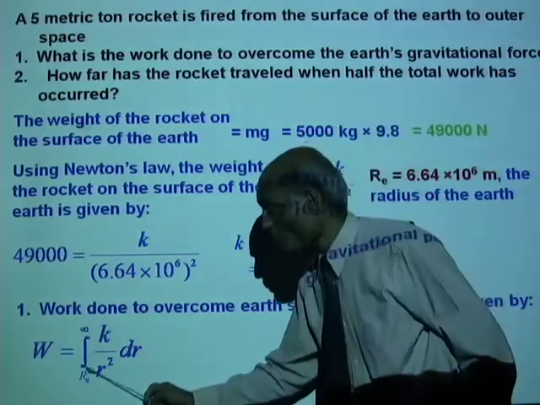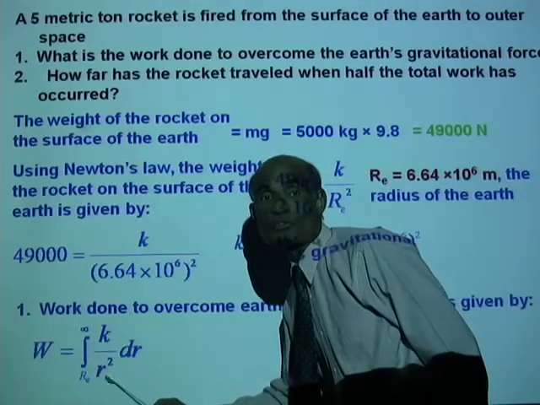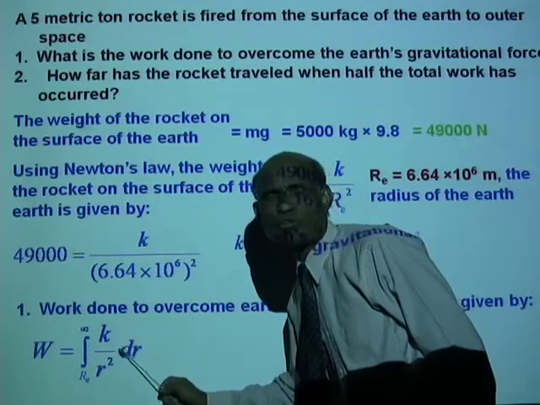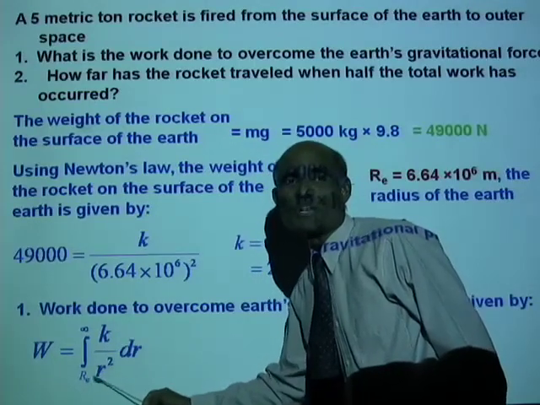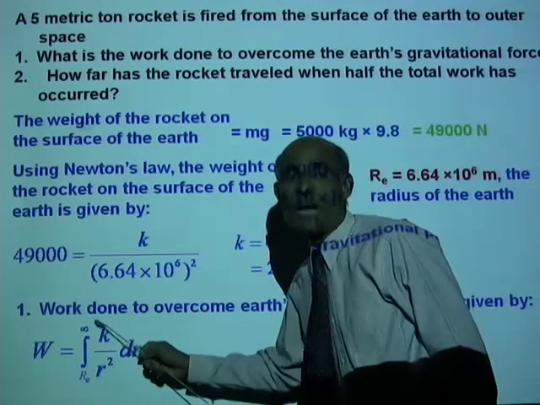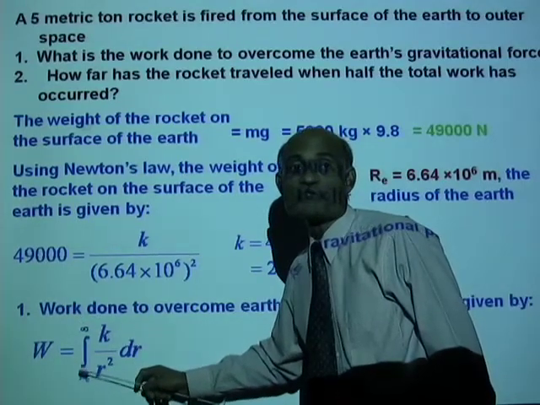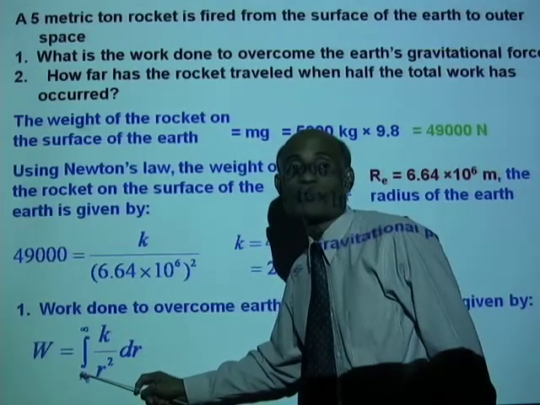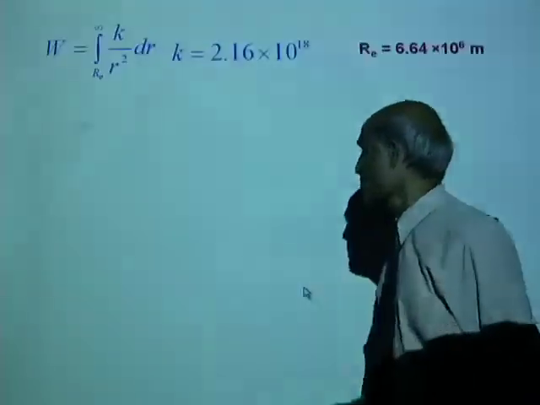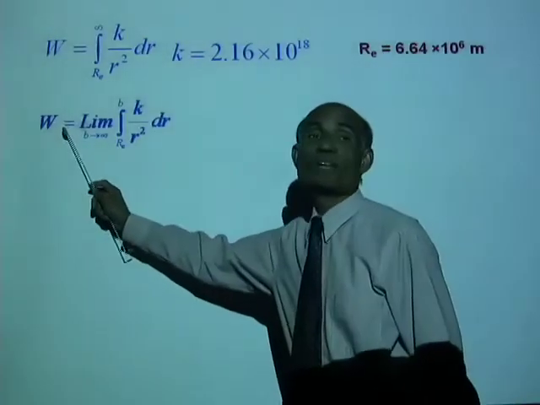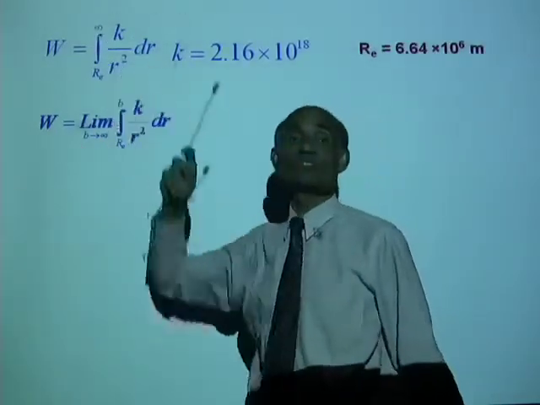The work done is the force multiplied by displacement. And because this force does not remain a constant throughout the displacement, we assume that this force remains a constant during the very small displacement dr. So we calculate that dW, the work done for that small displacement, and then integrate it from the surface of the Earth all the way to infinity. The value of r on the surface of the Earth is the radius of the Earth. That's the meaning of this integral. And we know the value of K, so we will now write this as a limit. This is an improper integral because that limit is infinity.